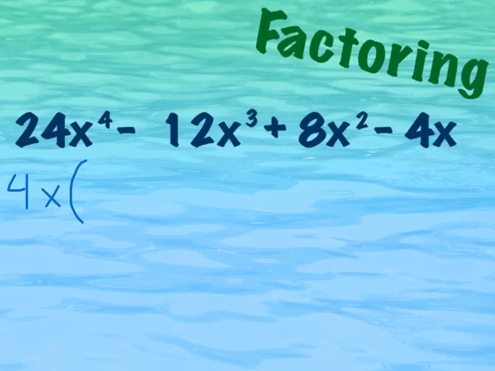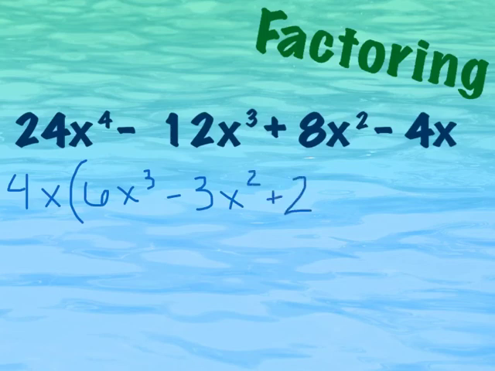Going through, 24 divided by 4 is 6. X to the 4th, take out one of the x's, will be x to the 3rd. Negative 12 divided by 4 is negative 3. X to the 3rd divided by x will be x to the 2nd. 8 divided by 4 is 2. X squared divided by x is x. And negative 4 divided by 4 is negative 1. X divided by x will be 1, so we just stop there.